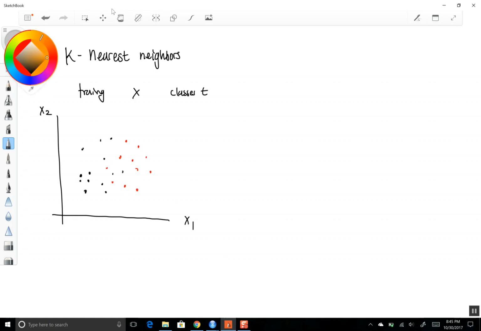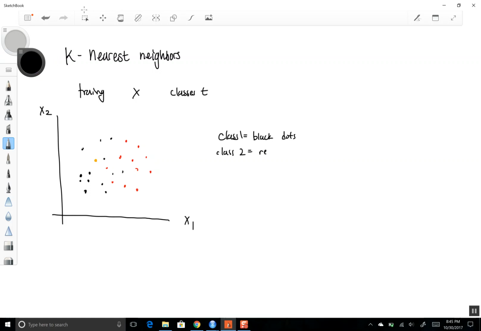And then let's say we get a new data point right here. So we'll say class 1 will be the black dots, and class 2 will be the red dots. Now we have this orange dot. What class is the orange dot?